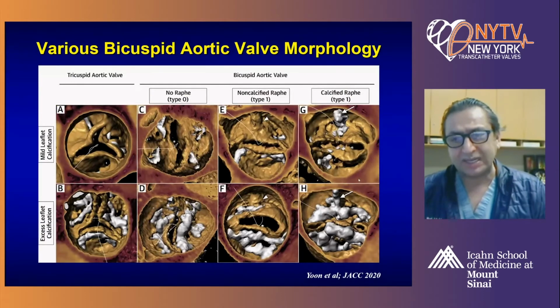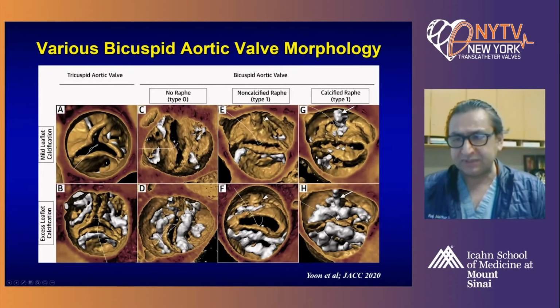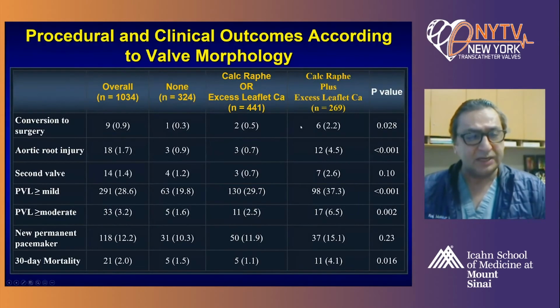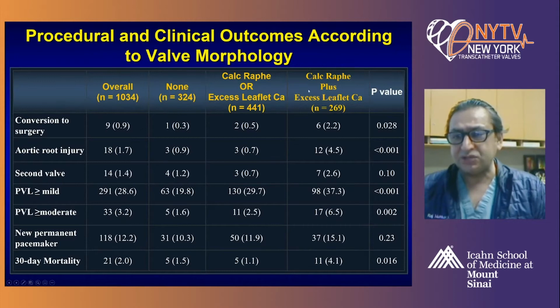But more importantly, looking at all of these different CT phenotypes, what Sang-Han showed was that the combination of calcified raphe plus excessive leaflet calcium, in fact, produced worse outcomes in terms of aortic root injury, more than moderate paravalvular leak, and also in terms of 30-day mortality.